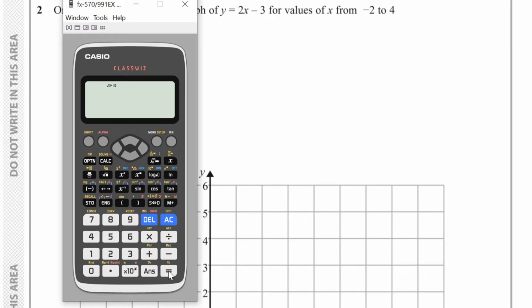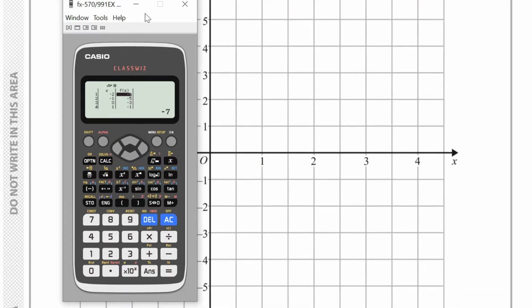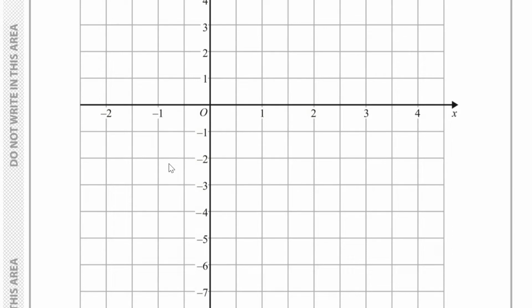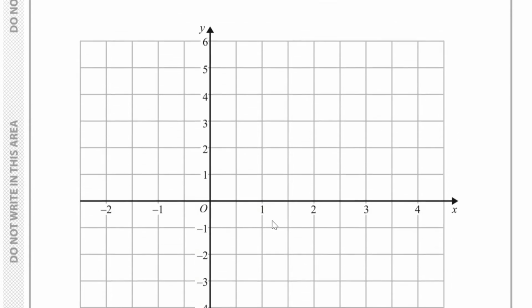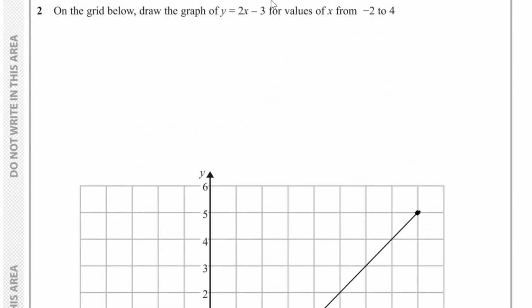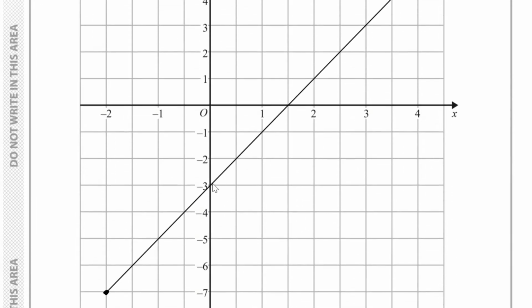We will go up in ones, so when x is equal to minus 2, y is equal to minus 7, and when x equals 4, y equals 5. So when x is minus 2, y is equal to minus 7, that's over here somewhere. And when x is 4, y is equal to 5. So when we plot this, we have the following. You'll also notice the graph crosses the y-axis at minus 3. That's when x is equal to 0, and we see that over here.